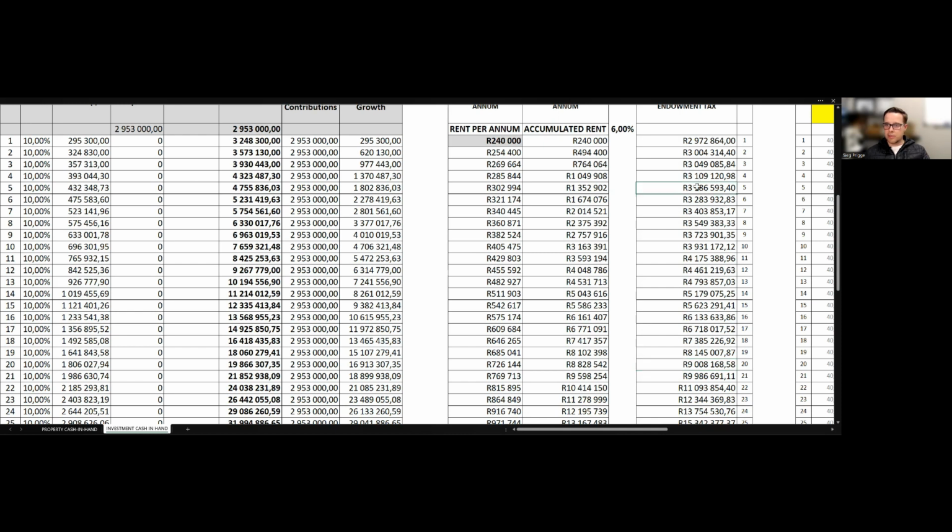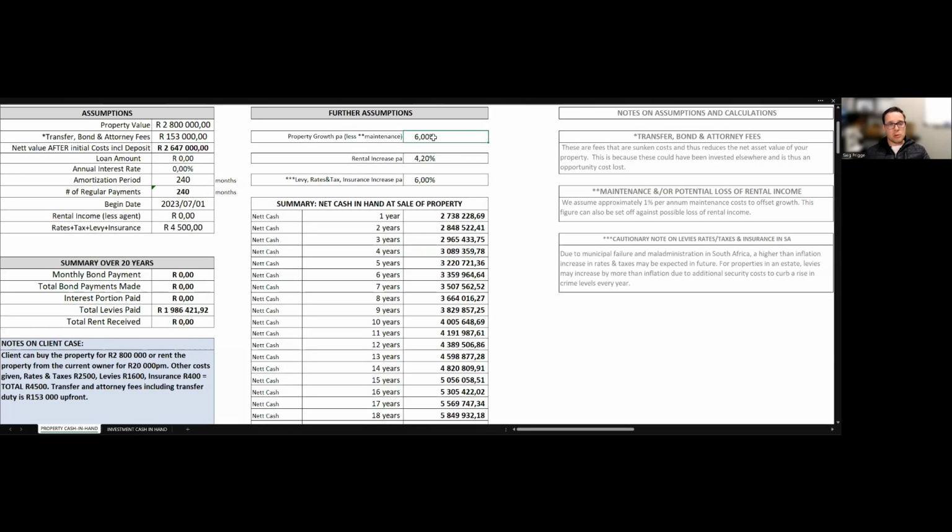Okay, let's look at the 5-year period, 3.1 million. And in this case, 5-year period, 3.2 million. Okay. So property must do quite well. I mean, I haven't seen these property growth rates easily in South Africa lately. There are pockets of excellence, but be careful to be too optimistic with your property growth rate.